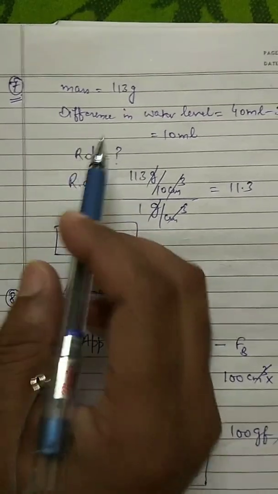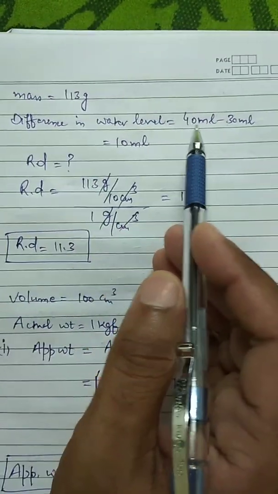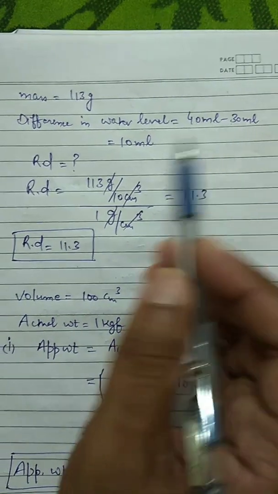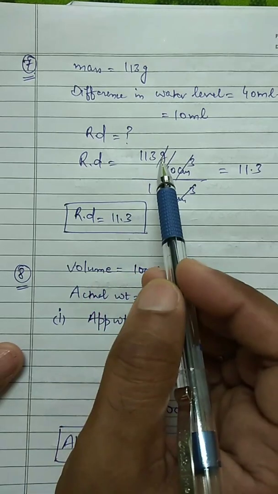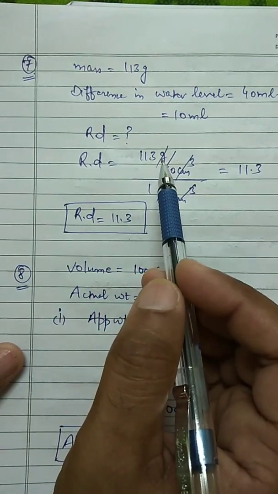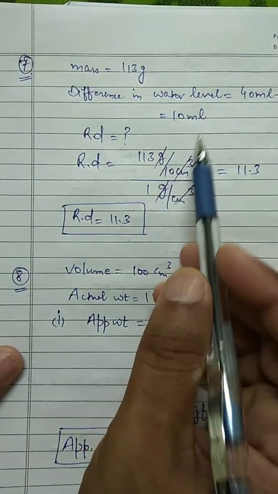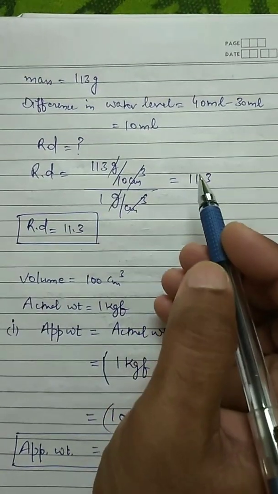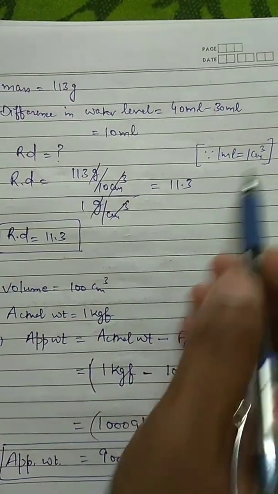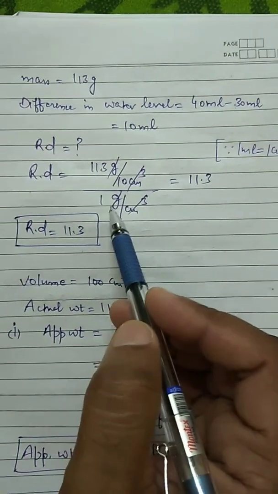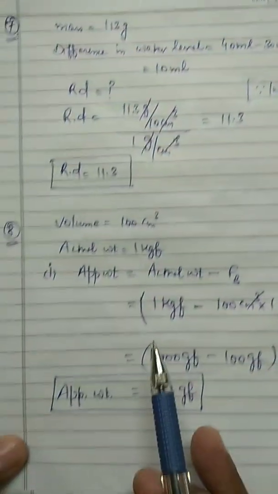In the seventh numerical, mass is 113 gram. The difference in the water level is 40 milliliter minus 30 ml, so the answer is 10 ml. Relative density is equal to density, so 113 gram mass per unit volume, that is 10 centimeter cube, because 1 ml is equal to 1 centimeter cube. Here I have written it. The density of water is 1 gram per centimeter cube. If you solve, relative density is equal to 11.3.